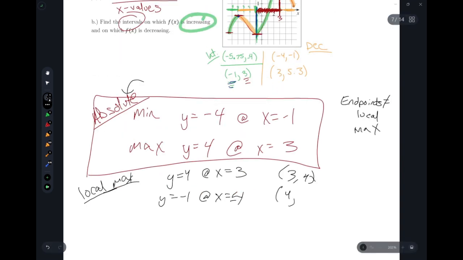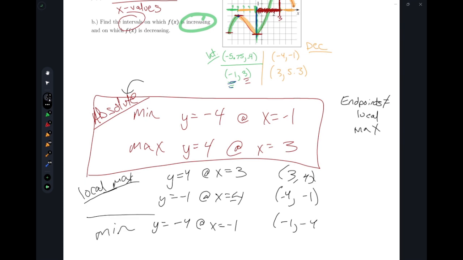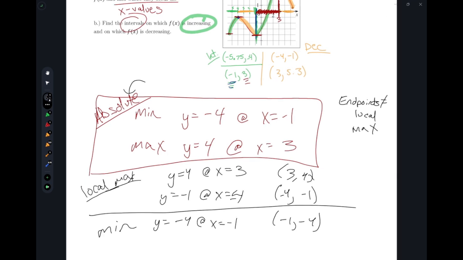This would be the point (4, negative 1). Is there another local? There's the local min in the middle, right? At y equals negative 4, at x equals negative 1. So that would be (negative 1, negative 4), and that's a min. Is there another local min, or is that it? That's it. There are 3 turnarounds.